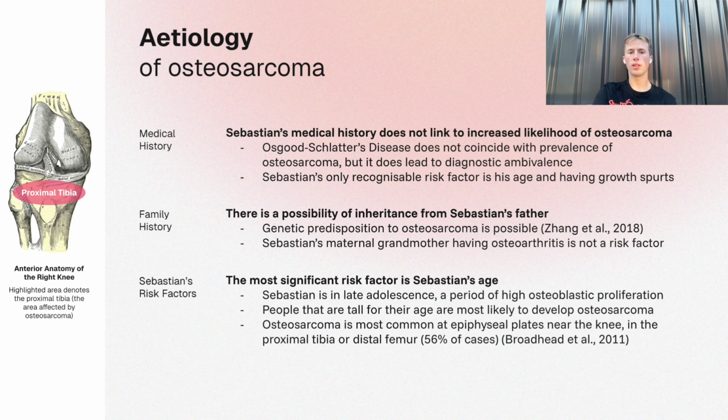Osteosarcoma is a primary malignant bone tumor characterized by malignant osteoblastic cells producing immature osteoid matrix. The etiology of osteosarcoma involves epidemiologic and environmental factors, as well as, more rarely, genetic inheritance in about 4% of cases. Osteosarcoma is most common in those that are tall for their age. There is also a 3:2 ratio of males to females. While Sebastian falls outside the expected epidemiological profile for osteosarcoma, he is at risk due to being in late adolescence, a period of increased osteoblastic proliferation which increases probability of mutations within the osteoids.